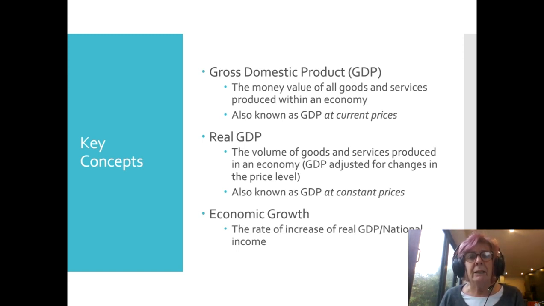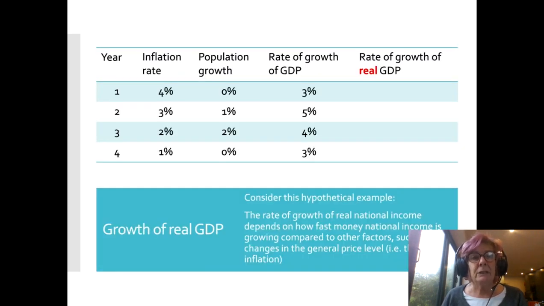And real GDP looks not at the price so much, but at the volume, because it adjusts that GDP at current prices for the effect of changes in the price level. So real GDP is also known as GDP at constant prices, and real GDP gives us a much better comparison from one year to the next about whether we're producing more or not. So economic growth is the rate of increase in real GDP or real national income. Let's just look a little bit more closely at how that works.